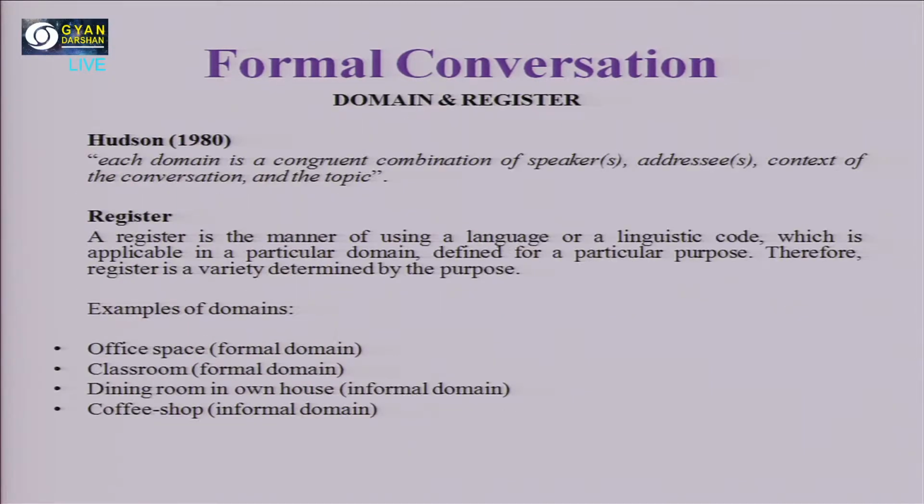Now, as we move ahead, what we are trying to understand is that each domain is a congruent combination. A combination of what all? Of speakers, of the addressee, and also of the context of the conversation, and finally the topic. So all these contribute to making a domain. And register is the manner of using a language or a linguistic code, which is primarily applicable in a particular domain, and it is defined for a particular purpose.